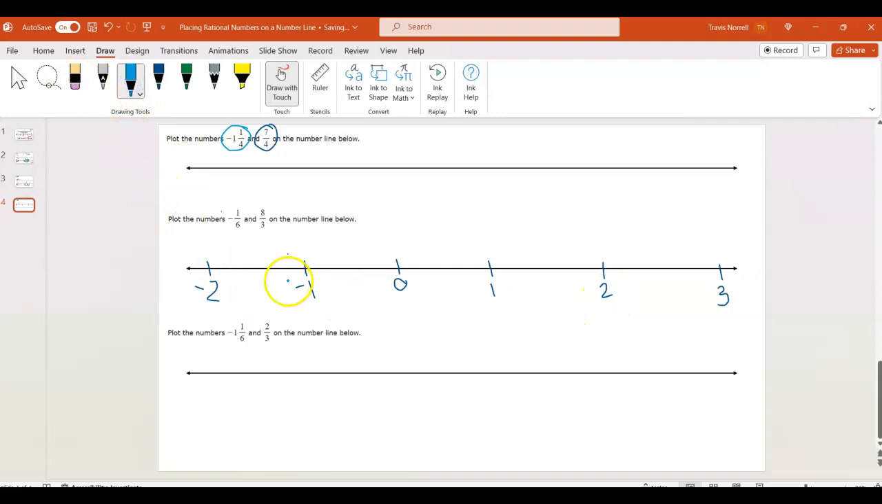All right, now I notice my largest denominator is 6. So -1/6 is going to be between 0 and -1. So I'm going to cut this into 6 by first cutting it into thirds and then cutting those thirds into halves. And that gives me 6 equal sections. So this first one would be -1/6. And there's my first point.